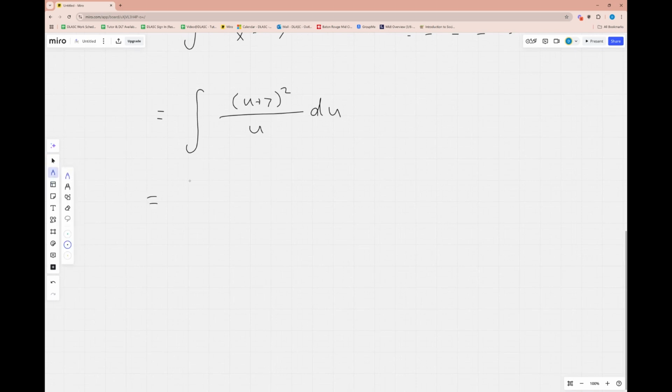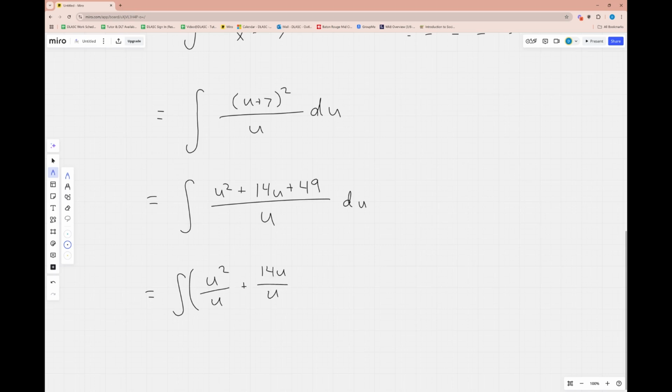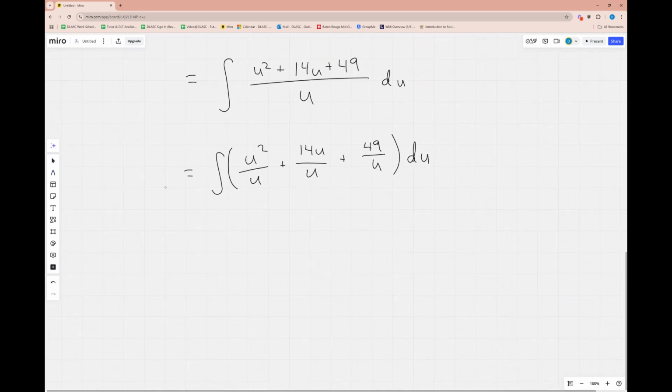let's go ahead and just FOIL out u plus 7 squared. That's going to end up being u squared plus 14u plus 49. And this is all over u du. Okay, I'm going to go ahead and break this up. This is going to be the integral of u squared over u plus 14u over u plus 49 over u du.